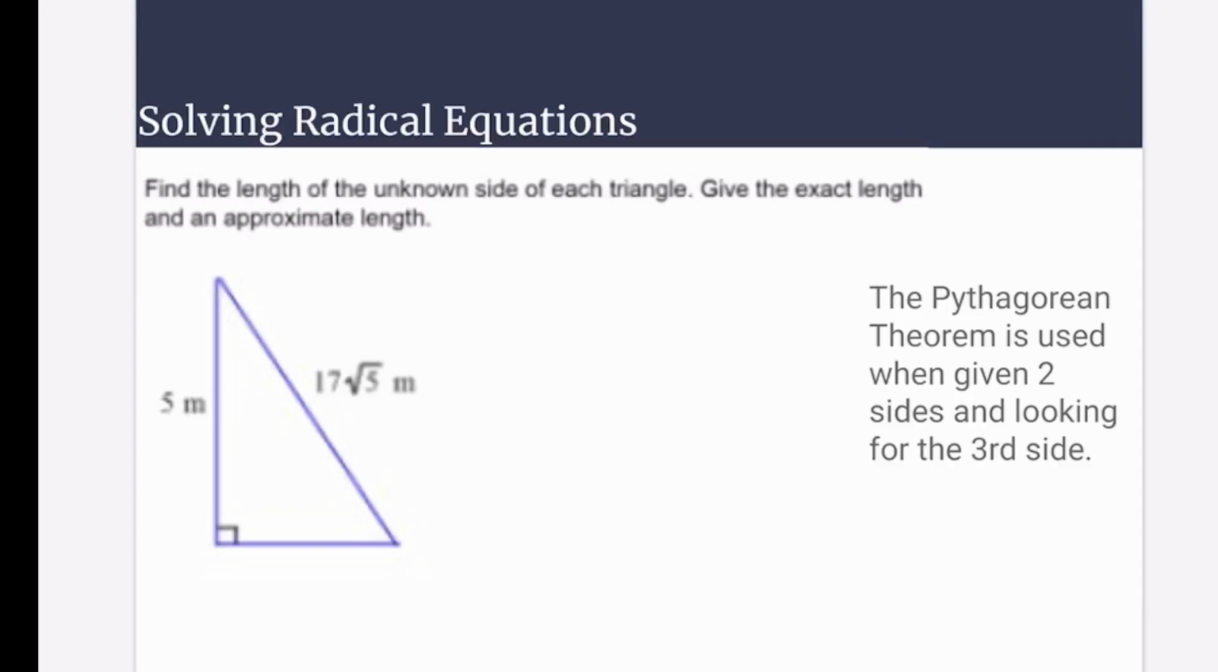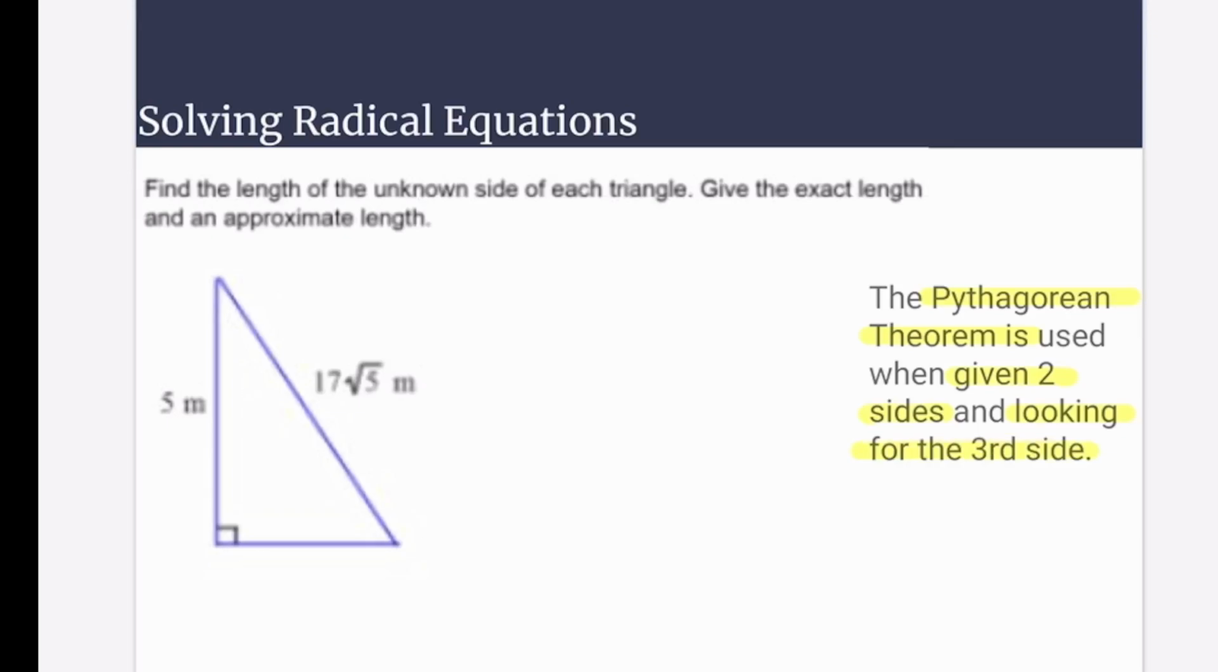So we're going to use the Pythagorean theorem to answer this problem, which is going to result in a radical. The directions say find the length of the unknown side of each triangle, give the exact length and approximate length. The reason this is going to be a Pythagorean theorem problem is you're going to use this theorem if you're given two sides and you're looking for the third side.